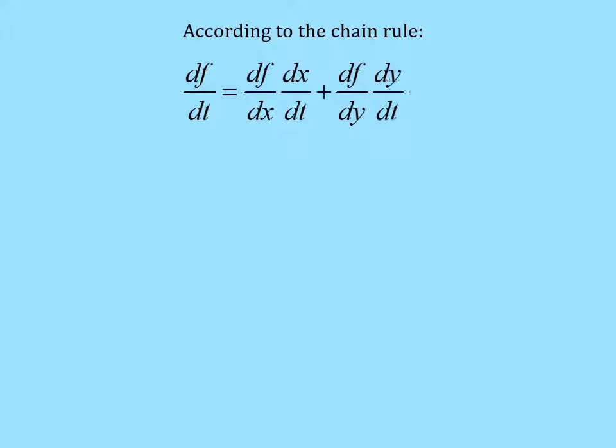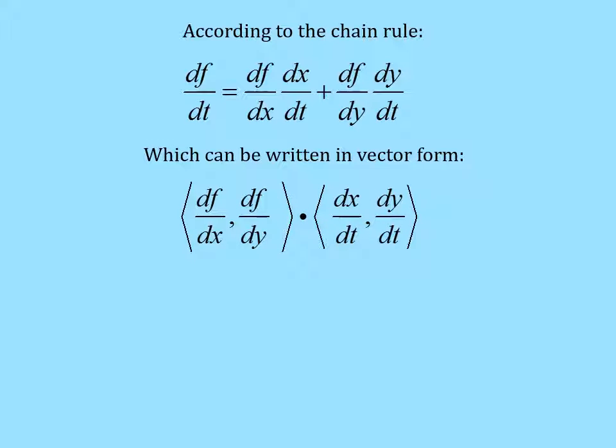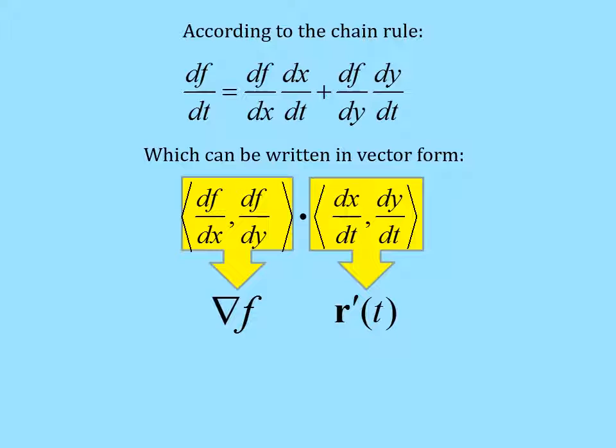Now here's just a little rationalization for the fundamental theorem. We can write df dt by using the chain rule as df dx times dx dt, plus df dy times dy dt added together, which we can modify by writing it in vector form and recognizing the two vectors, grad f and r prime.